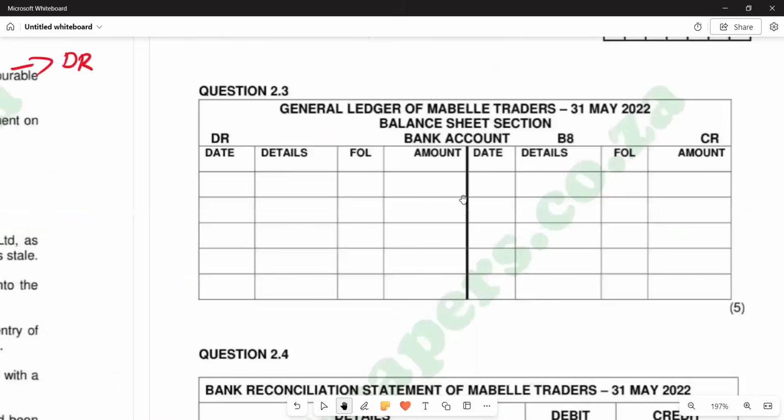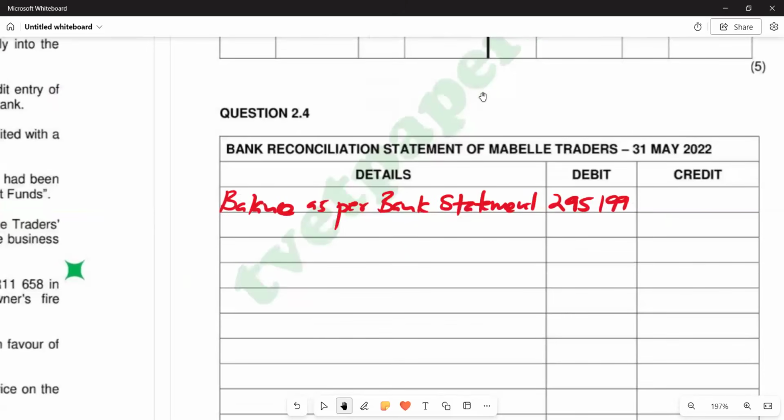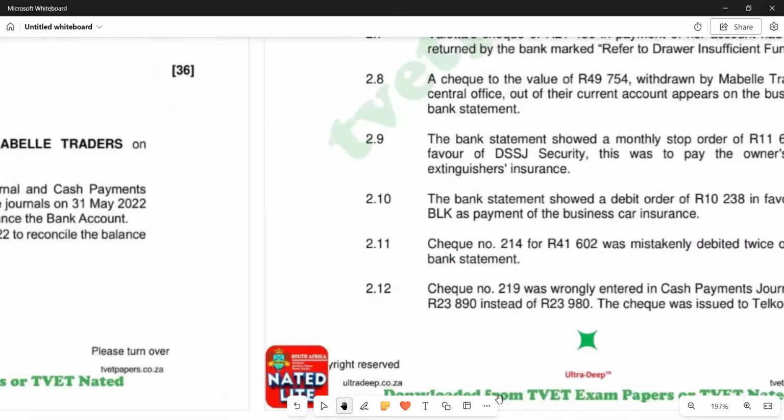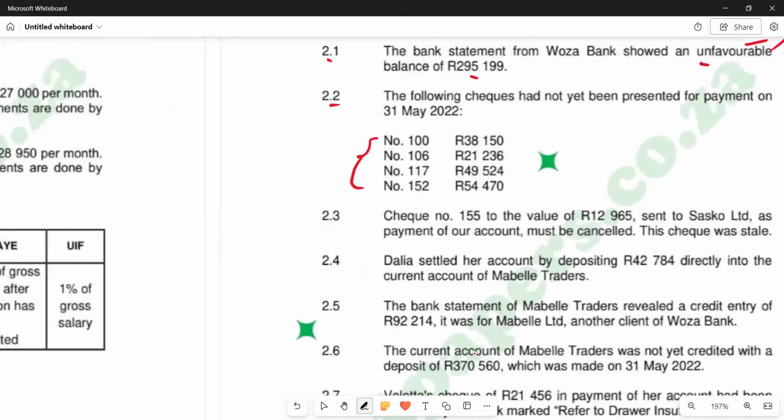So if you go to our bank reconciliation, you can just write them as outstanding checks, and then maybe we can see the columns that we have: check number and the amount. First, we've got check number 100, which is 38,150. And then we've got check number 106, 21,236. So we can just go and maybe try to enter those two.